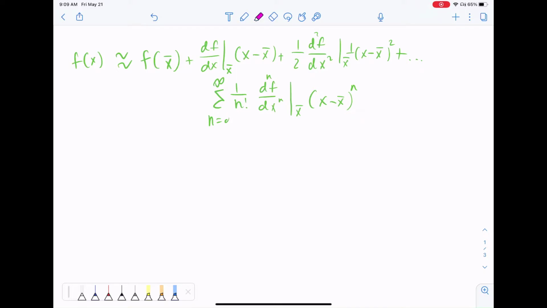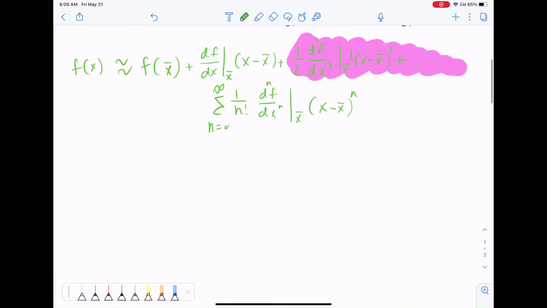What we'll assume, though, is that these terms after the first derivative don't add much, and we just want a line. So we'll say those are equal to 0, and we'll just be left with this portion right here. So that comes from a Taylor series.